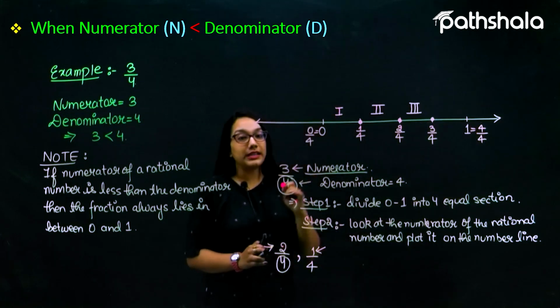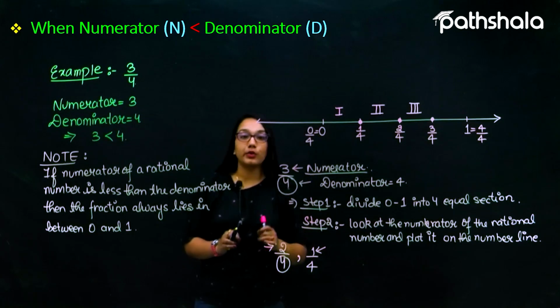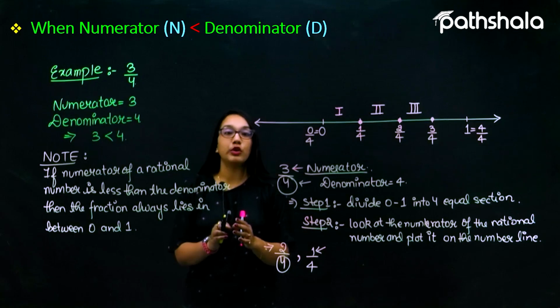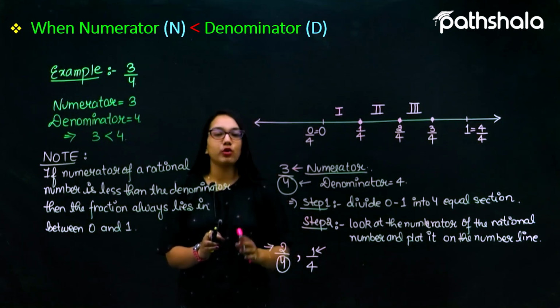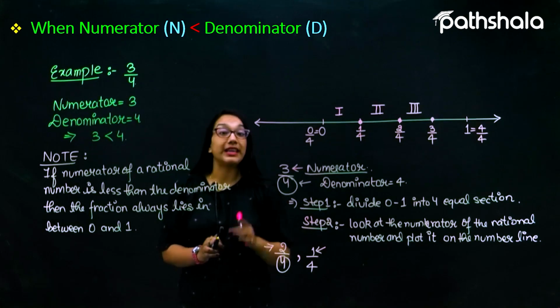I hope this is all clear to you, that whenever you have to plot a rational number where the numerator is less than the denominator, you always have to remember that the values always lie in between 0 and 1.